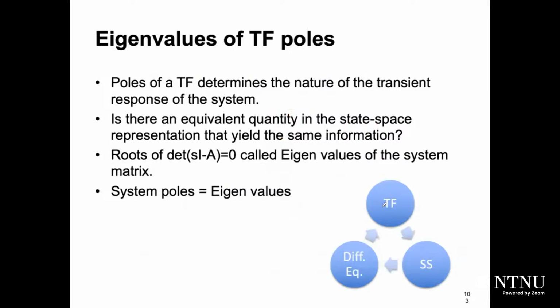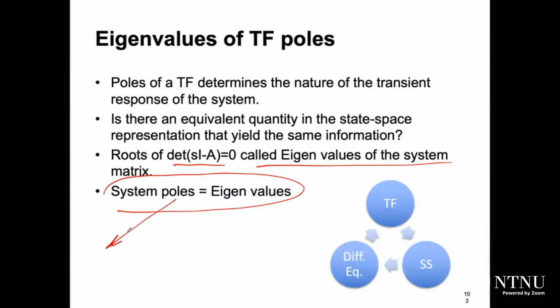Poles of a transfer function determine the nature of the transient response of the system. We understand this from the whole lecture. Is there any equivalent quantity in the state space representation which yields the same information? Yes, it will be the roots of the determinant of sI minus A. We call them the eigenvalues of the system matrix. So system poles will be your eigenvalues.